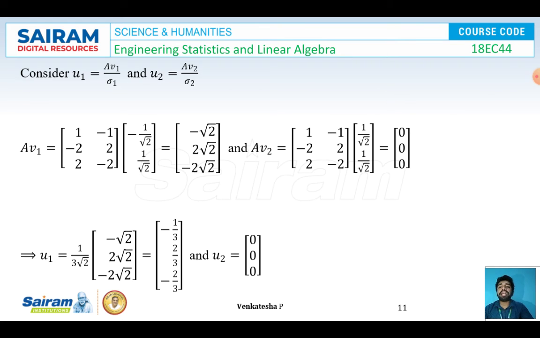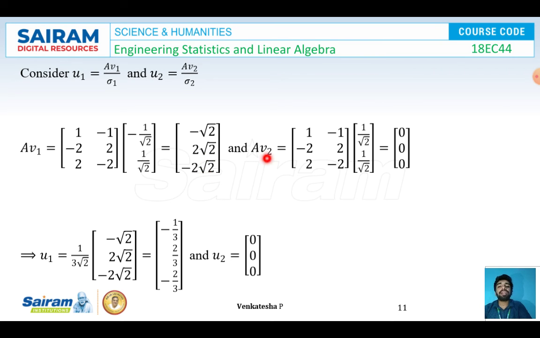So now I am going to find the vectors u for the matrix A with the formula u1 is equal to A v1 by sigma 1 and u2 is equal to A v2 by sigma 2. By replacing the values of A and v1, I got the matrix 1 minus 1, minus 2 2, 2 minus 2 into the v1 vector minus 1 by root 2, 1 by root 2. By multiplying rows with columns, I got the matrix A v1 like minus 2, 2 root 2, minus 2 root 2.